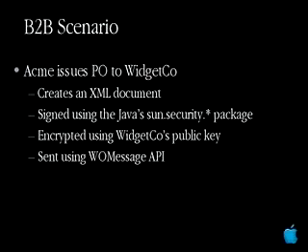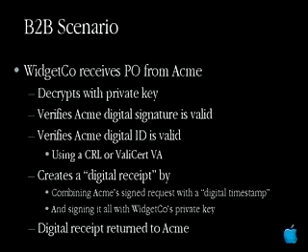So just a simple, quick B2B scenario here. A PO is issued to WidgetCo by Acme Corporation. It creates an XML document. It signs it using Java's sun.security package, which includes digital signature stuff. You encrypt this information using WidgetCo's public key, so it's nice and private, and you send it using the WOMessage API. And then, on the other end, WidgetCo receives this PO from Acme.